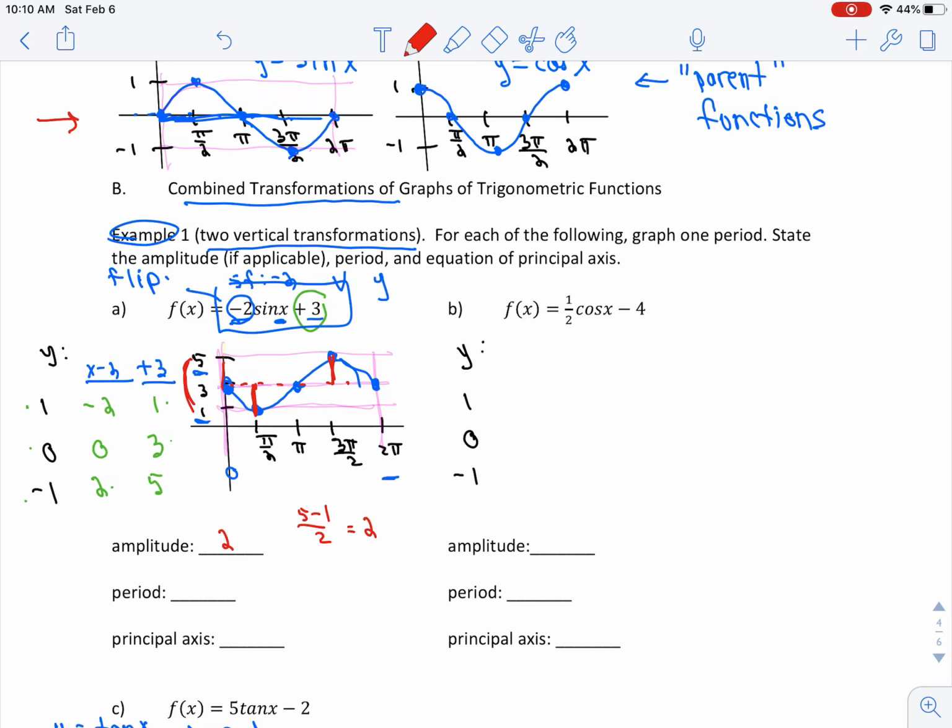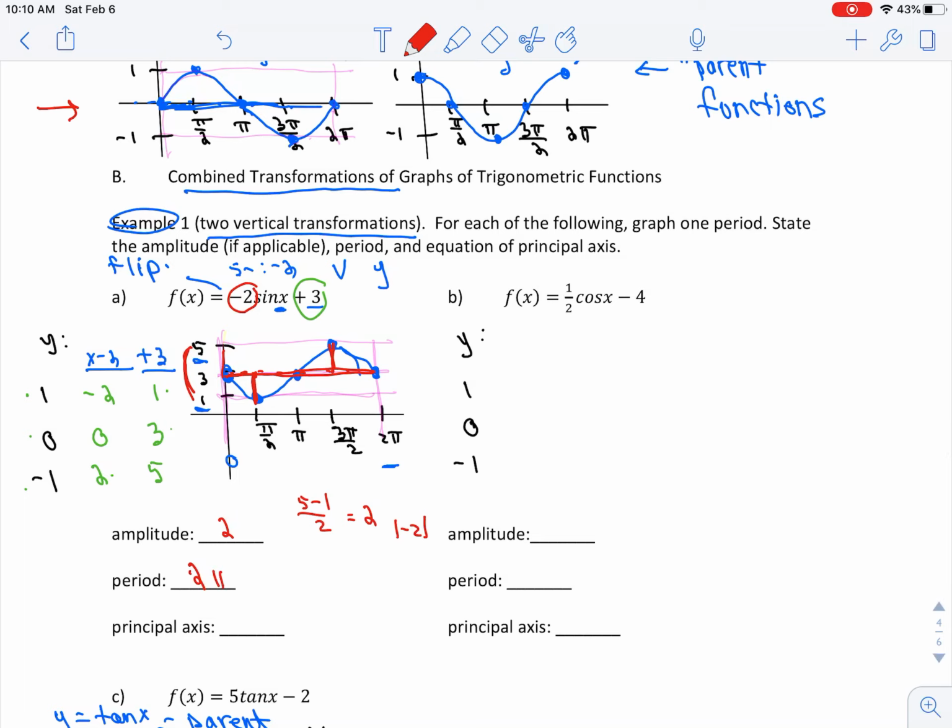What I want you to notice, because we're going to summarize this at the end, is that that value of 2 shows up right here in our function, almost. If I take the absolute value of negative 2, then that also gives me the amplitude. The period of this one, remember, is the horizontal distance that it takes to go through one cycle. That just stays 2 pi.